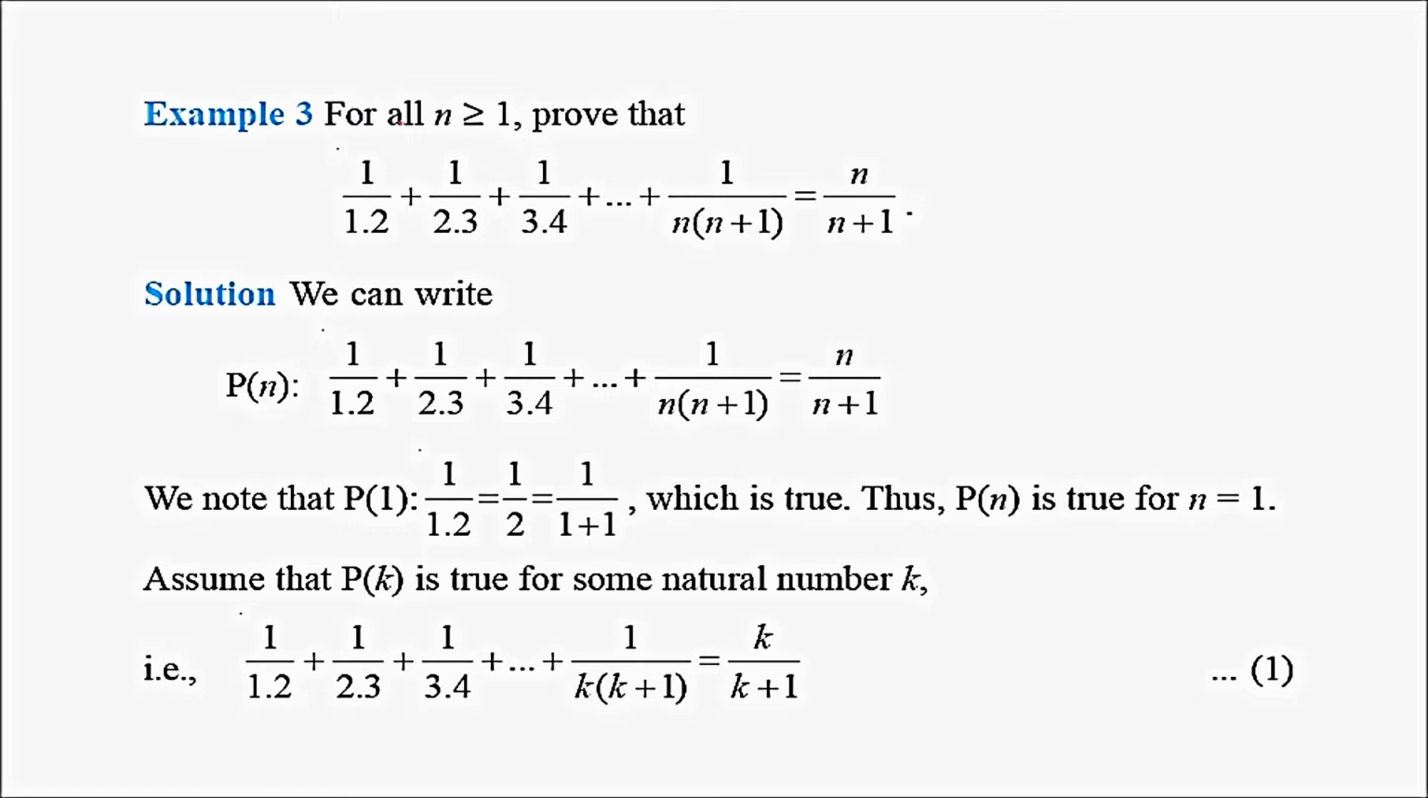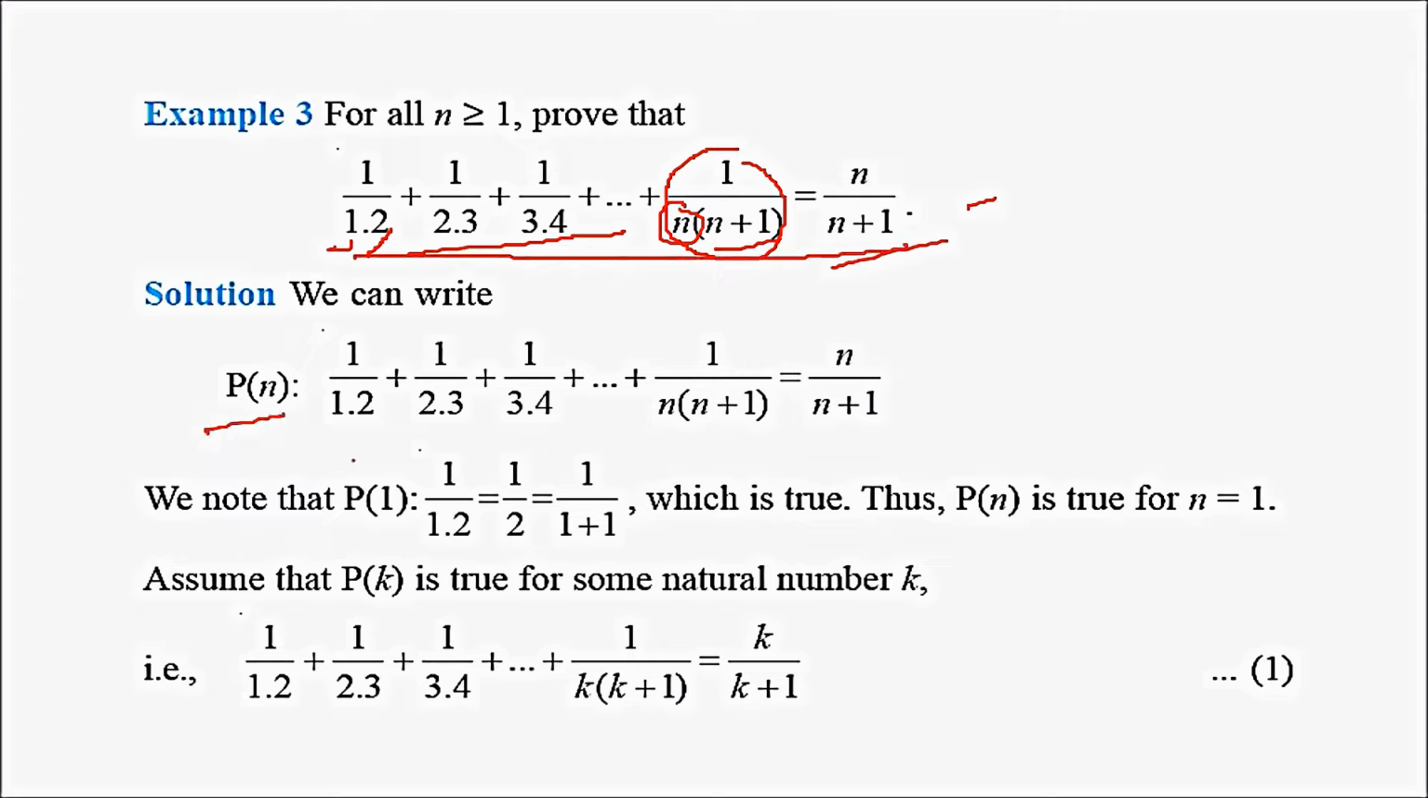Next is example 3. For n greater than or equal to 1, we have to prove this. How are you going to get this? Let us see. This is 1 by 1.2, 2.3, and the last member is 1 by n into n plus 1. If you sum this series till the last member, we get n by n plus 1. So Pn is the same expression which you see here.